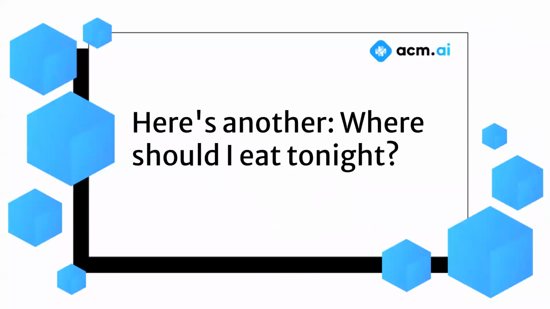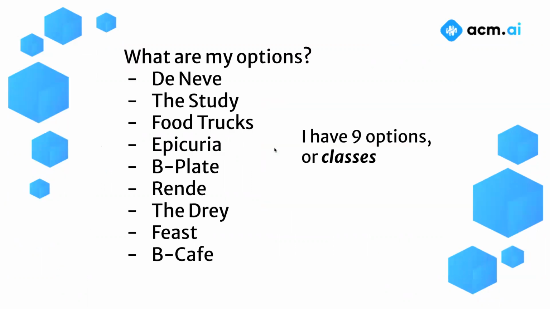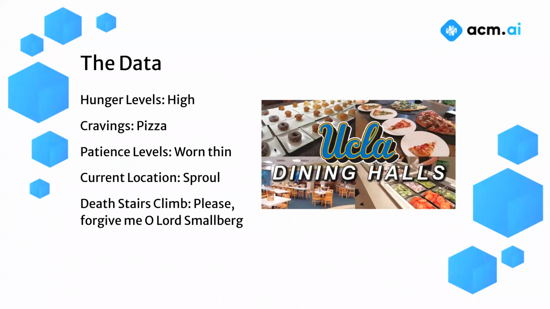Interesting. So, another example, what should I eat tonight? If you're a UCLA student who lives on a hill like I do, you know that there are several options. And even if you don't, there are many options as well. So here's some data. I'm hungry. I'm craving pizza. I am really impatient. I'm at Sproul, and I would rather not climb the death stairs.